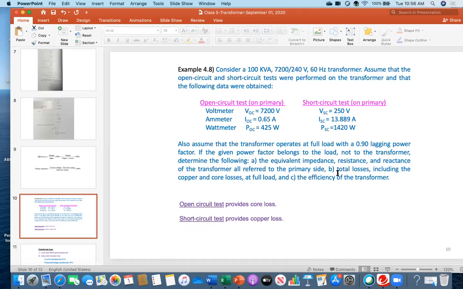So to answer question number B, the total losses including the copper and core losses at full load, you will just sum up these two numbers. That's all. You are done.